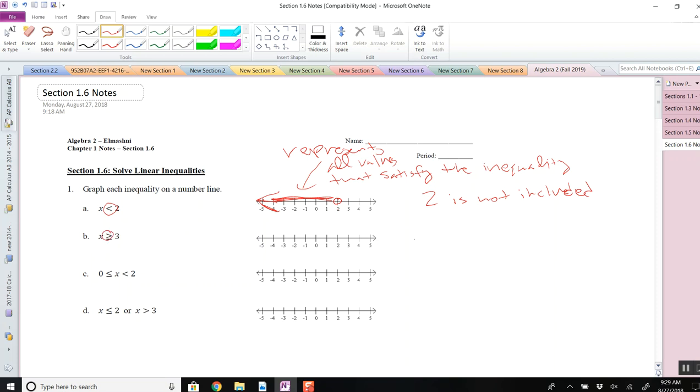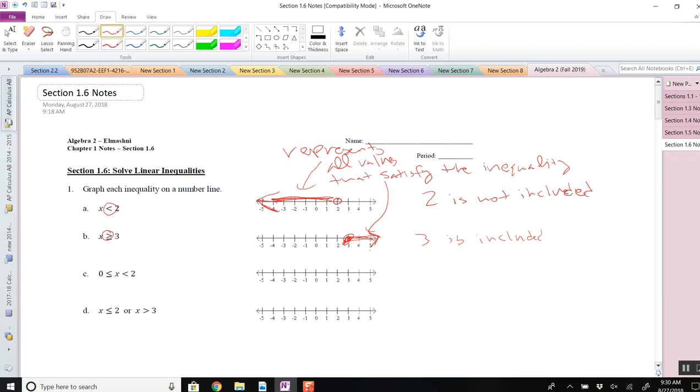So now the 3 is included. So we're going to actually still draw a circle, but then we're going to fill it in. So a circle, and then I'm going to fill it in. And then I'm going to shade to the right because we're greater than. Oh, it went away. Let's do it again. There we go. So again, that represents all values that satisfy that inequality.